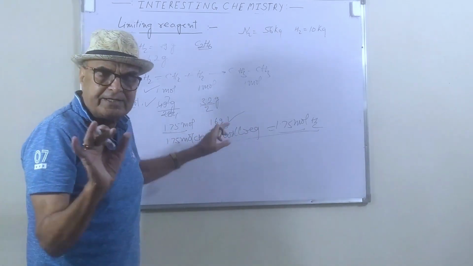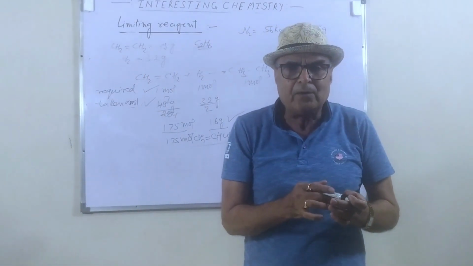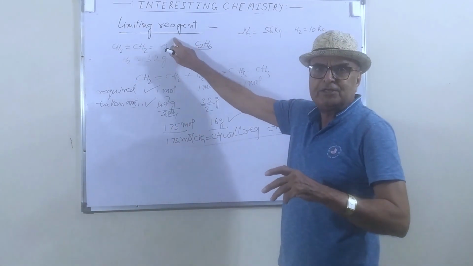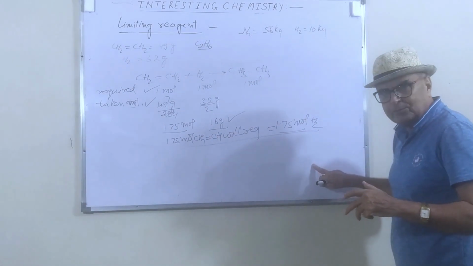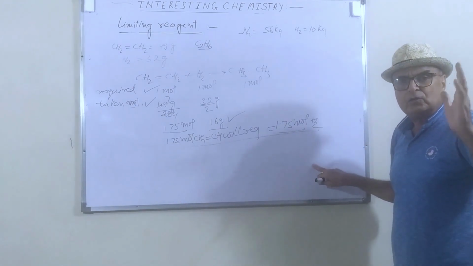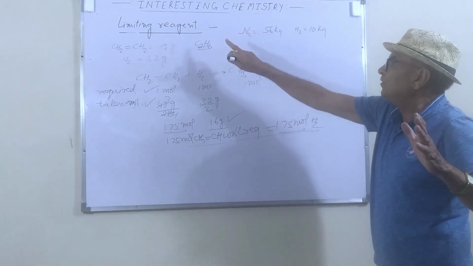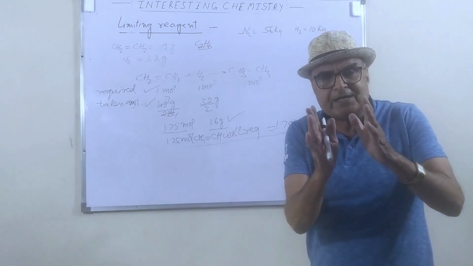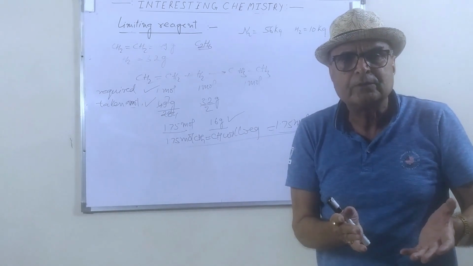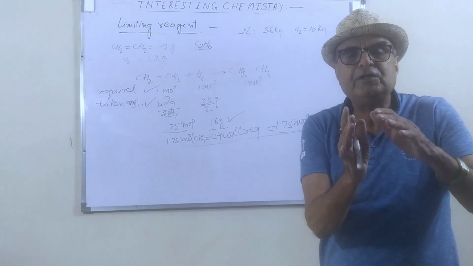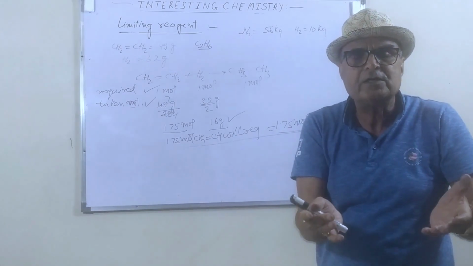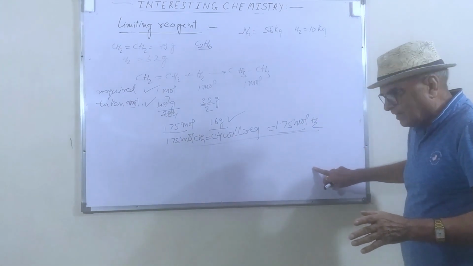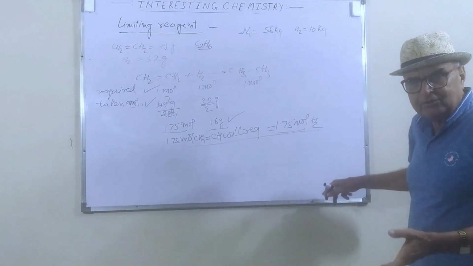As I told you in my previous slide, I forgot to tell you the definition of the limiting reagent. I have written it in this slide. Please pause the video and note the definition: the reactant which gets consumed first and limits the amount of product is called the limiting reagent.